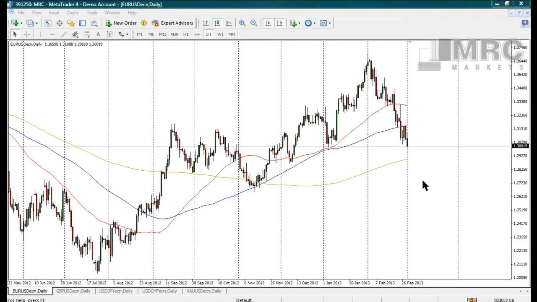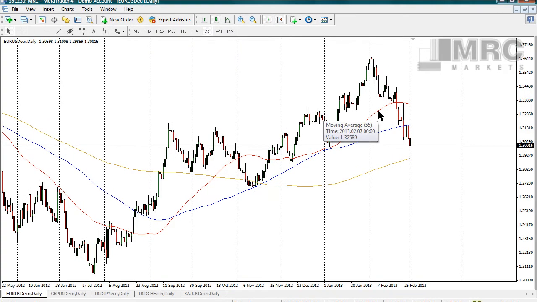For any new followers, we have 3 moving averages on each of these charts. The red one is a 55 simple moving average. The blue is a 100 simple, and the gold is a 200 simple moving average.